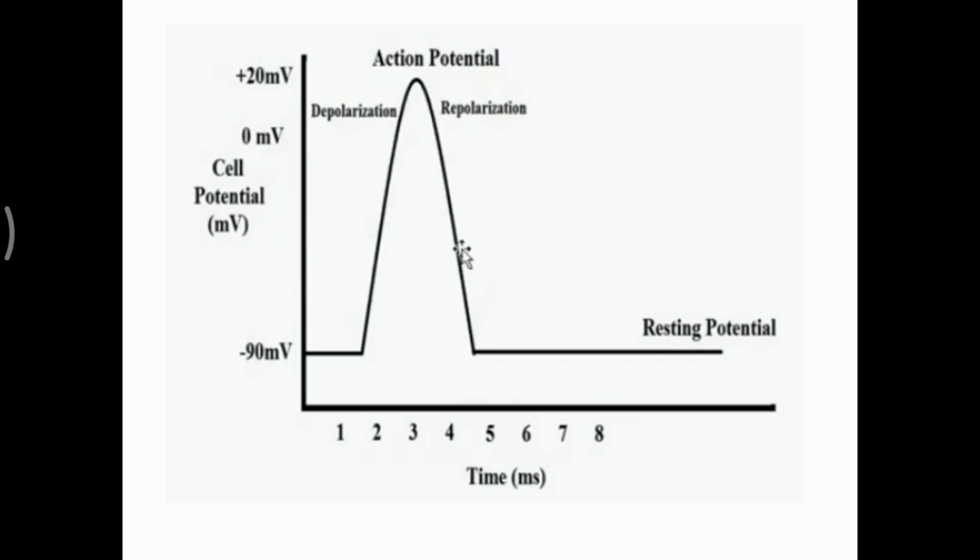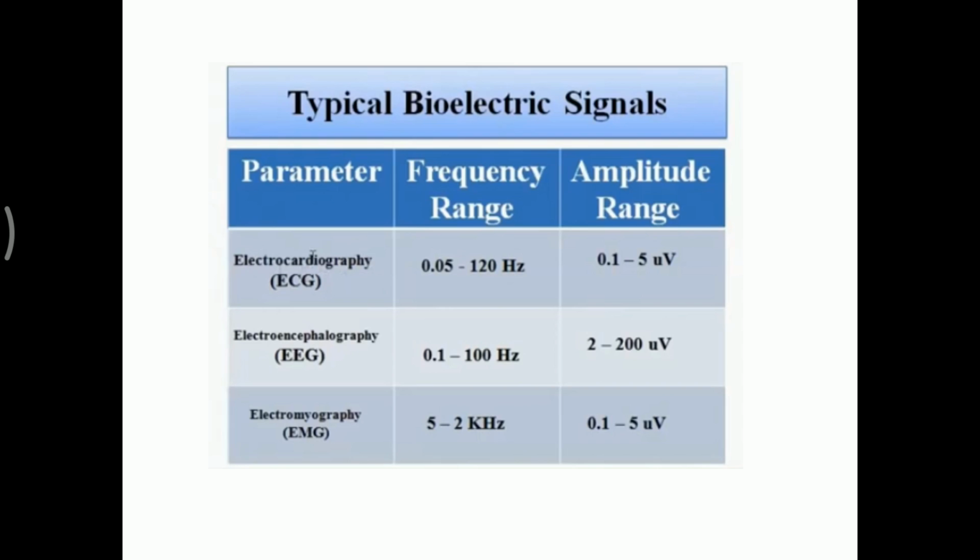The first one is the polarization. It is minus 90 millivolt. Then we call it depolarization. Then repolarization. What is repolarization? Returning to the resting position is called repolarization. So this is the graph. These are the typical bioelectric signals which are generated during the action and resting potential of the cells.